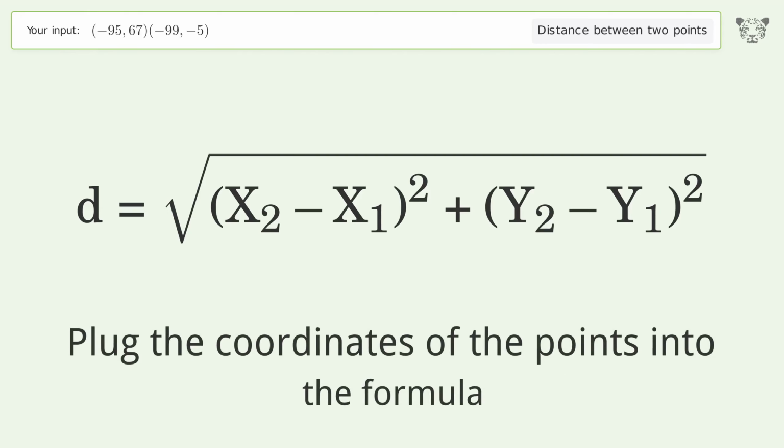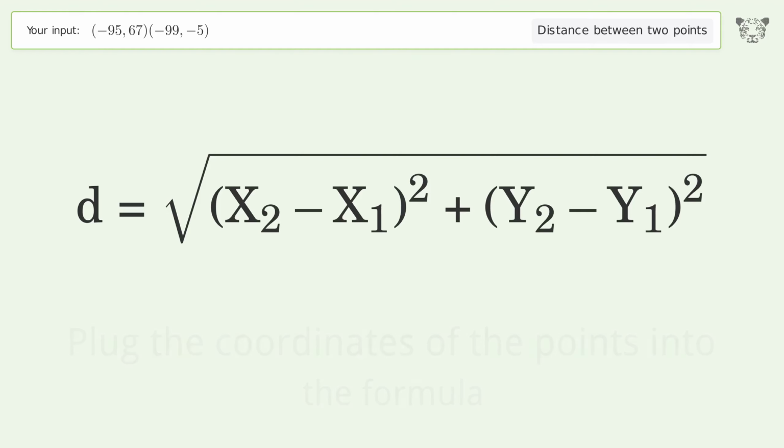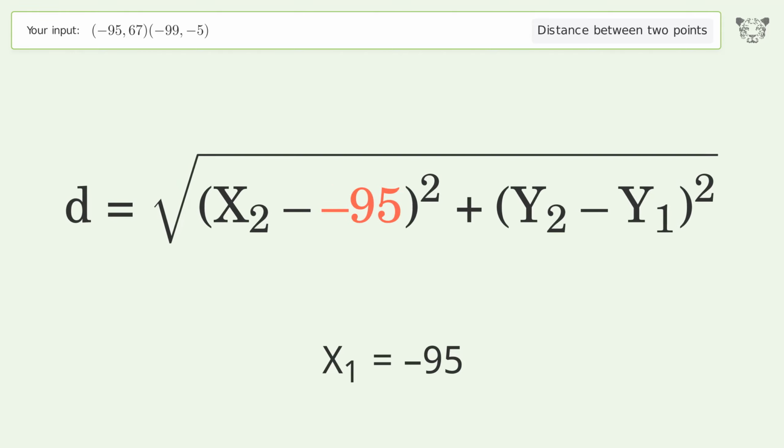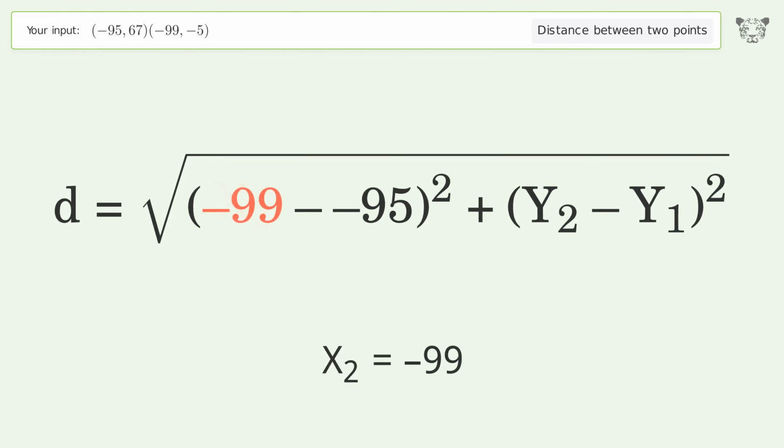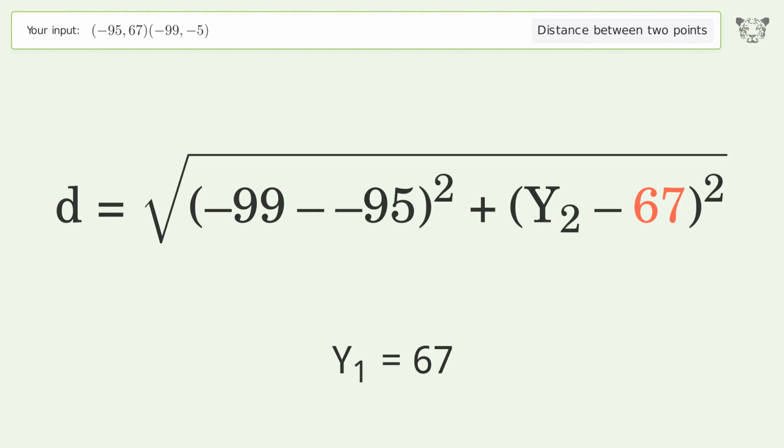Plug the coordinates of the points into the formula. x1 equals -95. x2 equals -99. y1 equals 67. y2 equals -5.